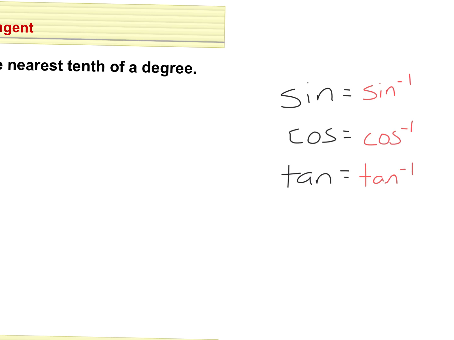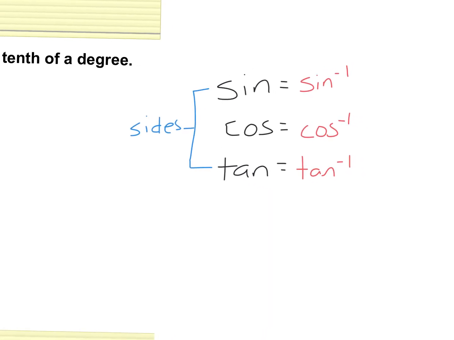I want you to label these. You use the originals for missing sides. You use the inverses for missing angles. So the original we've been using for finding missing sides, the inverses today we're going to find missing angle measures. Okay? But it's going to be solved the same way we were doing last week, just with inverses.